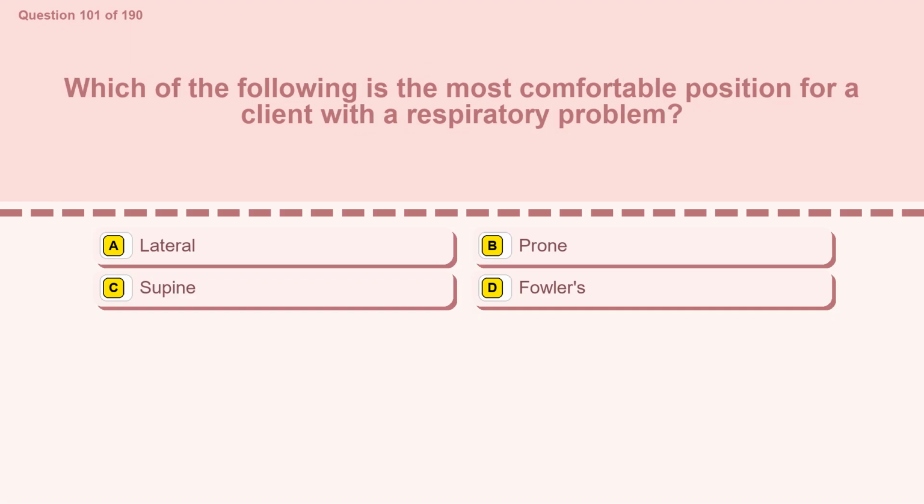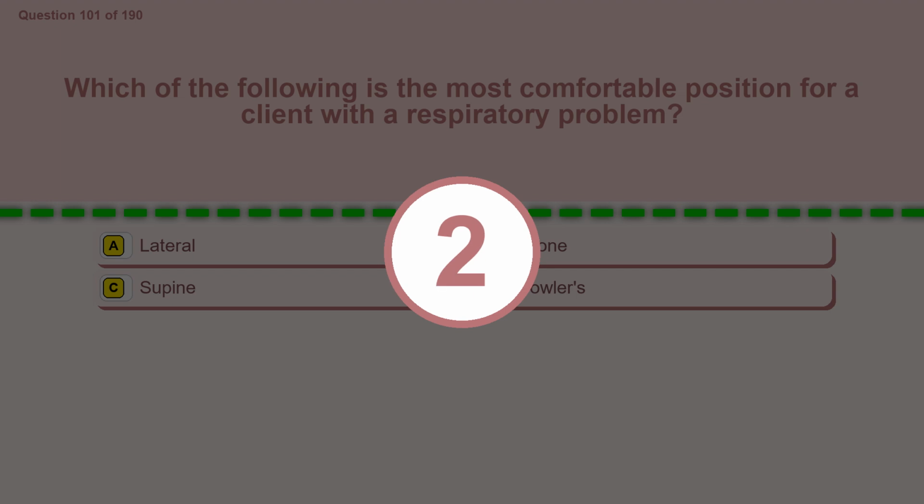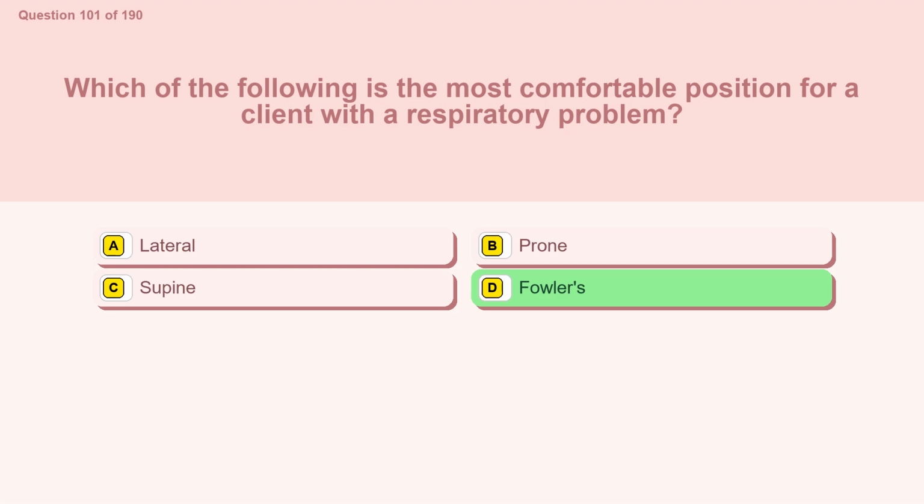Question 101. Which of the following is the most comfortable position for a client with a respiratory problem? Option A, lateral. Option B, prone. Option C, supine. Option D, Fowler's. The correct answer is option D, Fowler's.